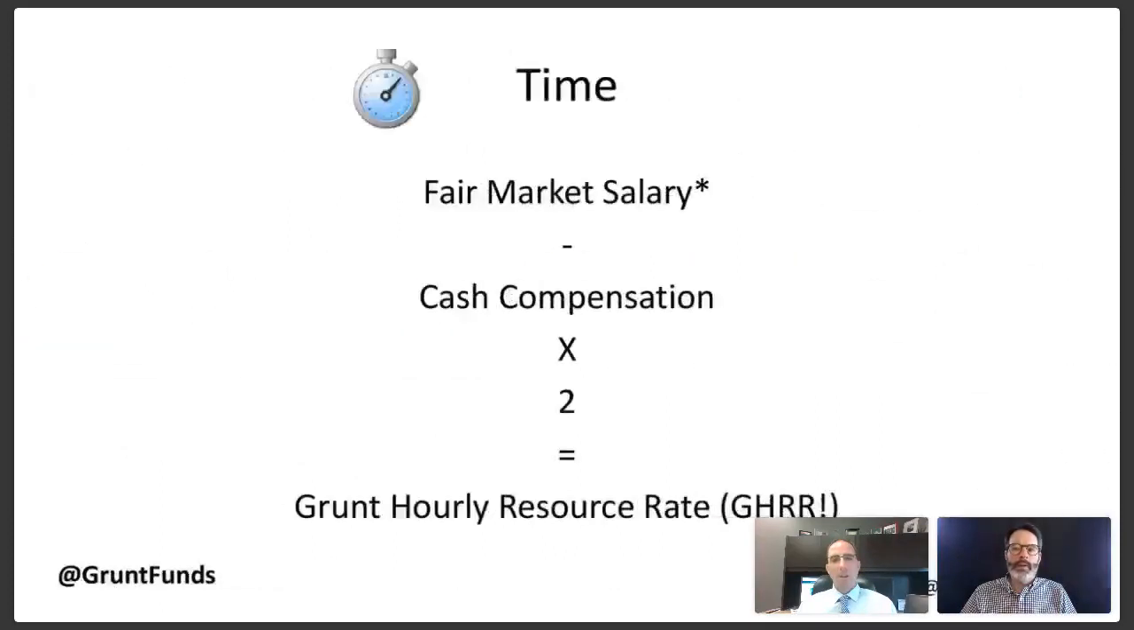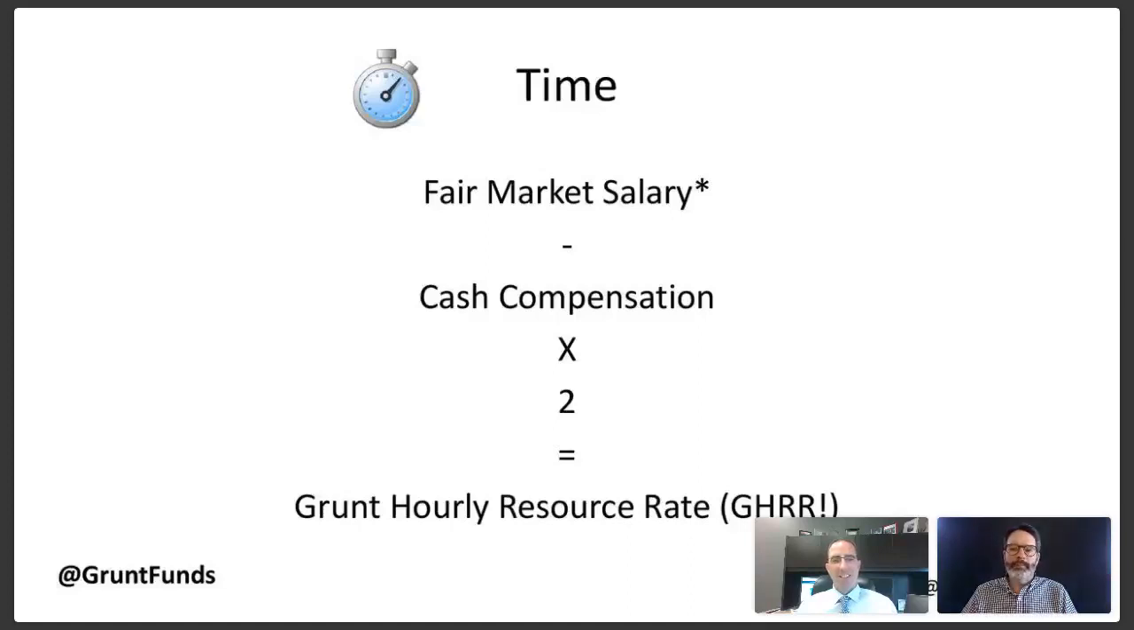This accommodates the fact that we're taking a high level of risk, and we'll never get paid because our contribution is such high risk. So time is a good example of a non-cash contribution. Take the fair market salary. You subtract cash compensation because if I pay you, it's not a bet. If I paid you half your hourly rate, you're only betting half your hourly rate. If I paid you all your hourly rate, then I'm taking all the risk. So you take the cash compensation, multiply it by 2, you get your grunt hourly resource rate, or GRR, which is the sound you make when you're hard at work in your company.